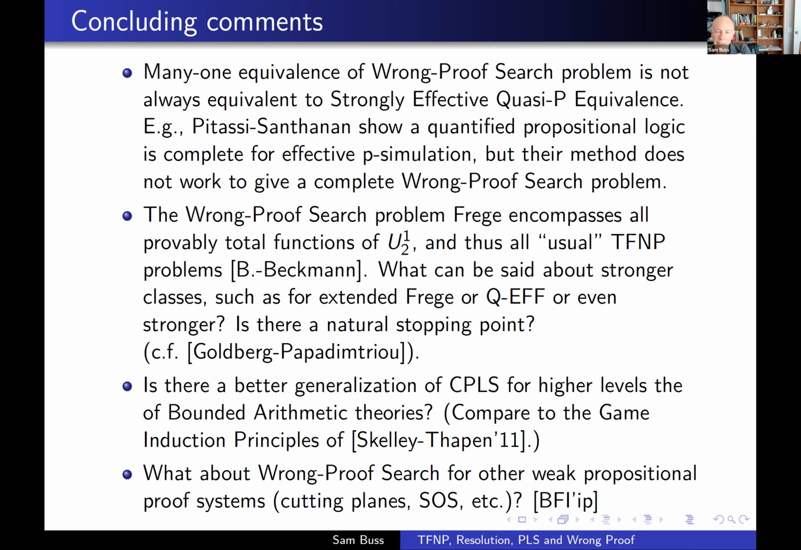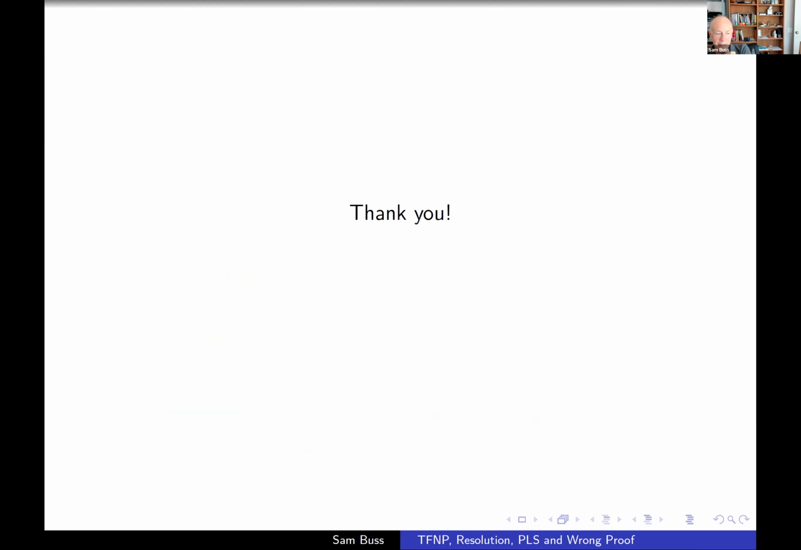And then are there other better ways to do things in higher levels of bounded arithmetic carefully? And finally, what about wrong proof search for other weak propositional proof systems, cutting planes, SOS? For instance, it's not too hard to get something for Nullstellensatz already. We've been talking about that, but that seems to be sort of other general directions here. So I think I'm about out of time, so thank you.